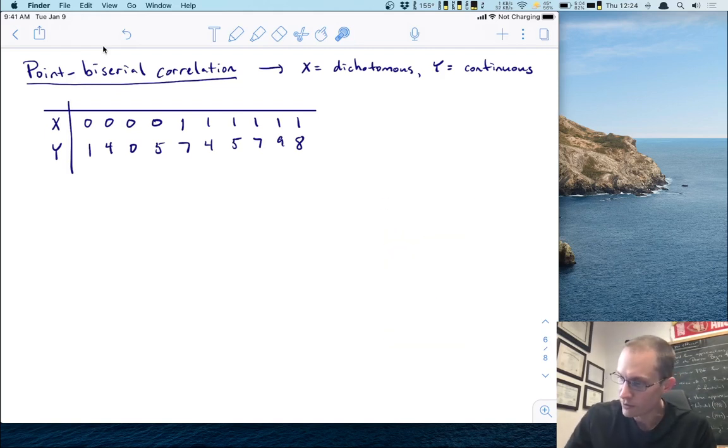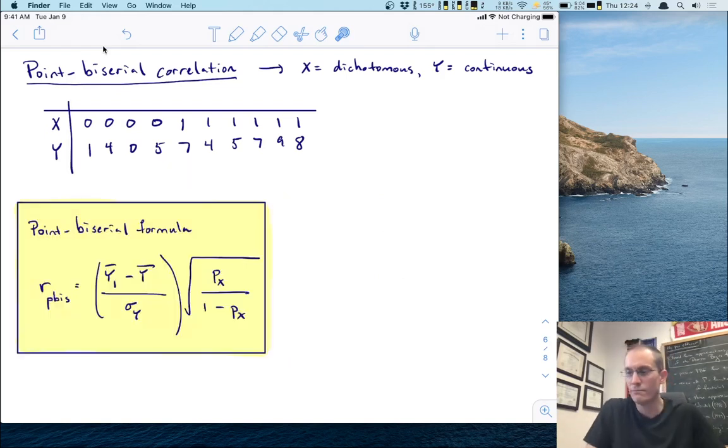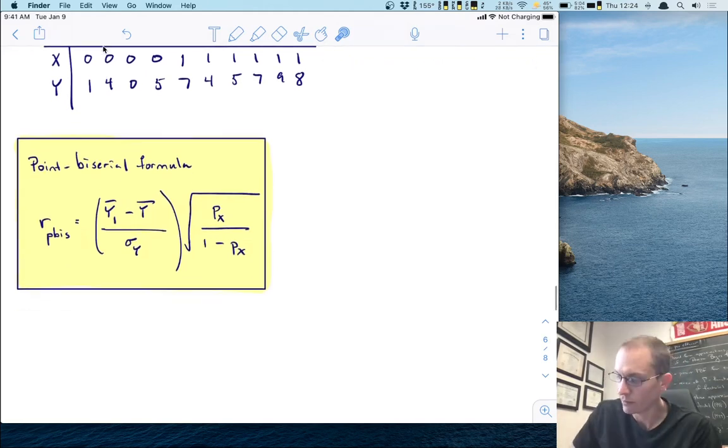Oops, I went a little too far. Let me go back under here. Here's how the point biserial formula works. So there's a lot of formulas this time. You just want to write them down so that you can use them. The point biserial formula looks like this. Let me scroll up just a little bit here.